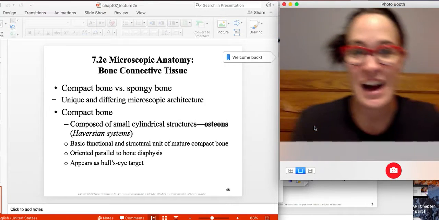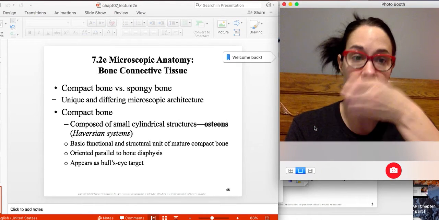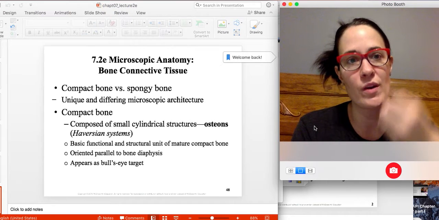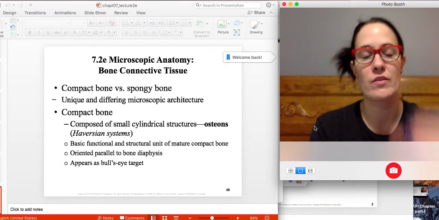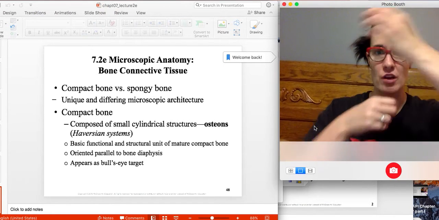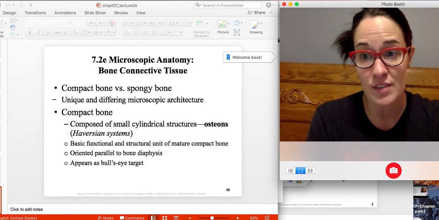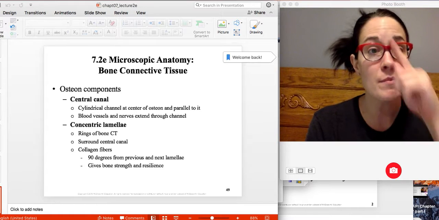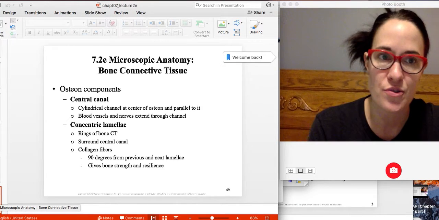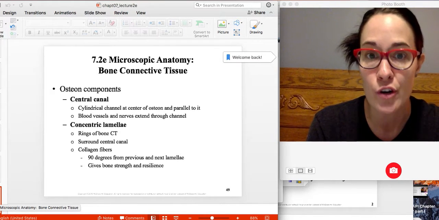Okay. And these osteons are the basic component that make the compact bone, and they're arranged parallel to each other in the diaphysis, or that shaft of the bone. And it looks like a bullseye target. The middle of each one of them is called the central canal that contains blood vessels and nerves.